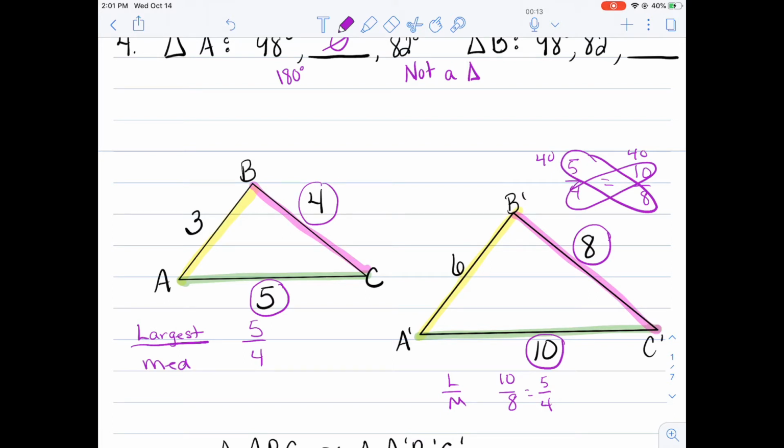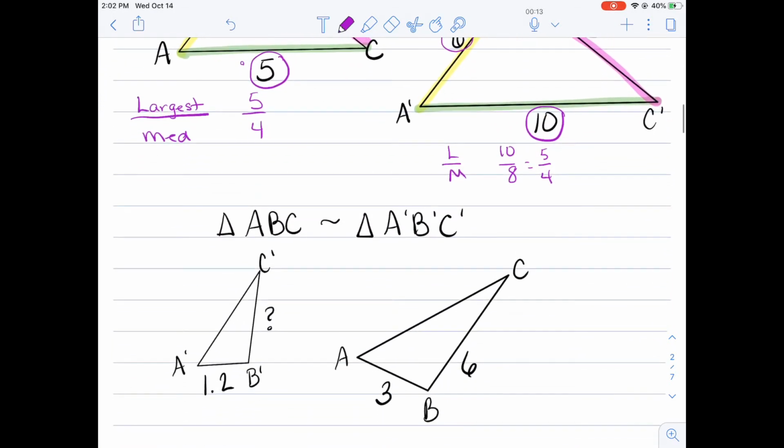So for example, we could do the small and the large. So we could do small to large, 3/5, and then the other side, small to large, which would be 6/10. This simplifies down. 5 by 2, we get 3/5. 3/5 and 3/5 are the same. So that's another way to prove similarity using side lengths.